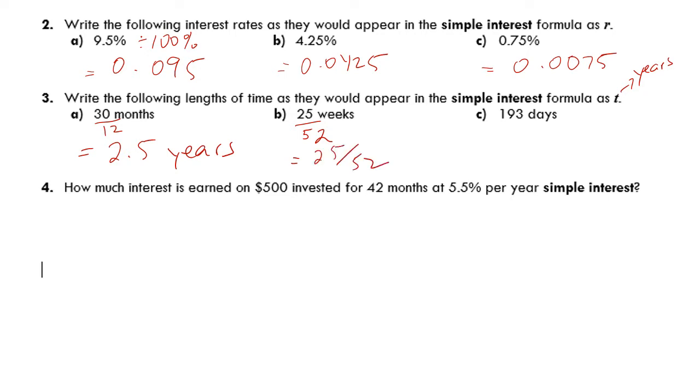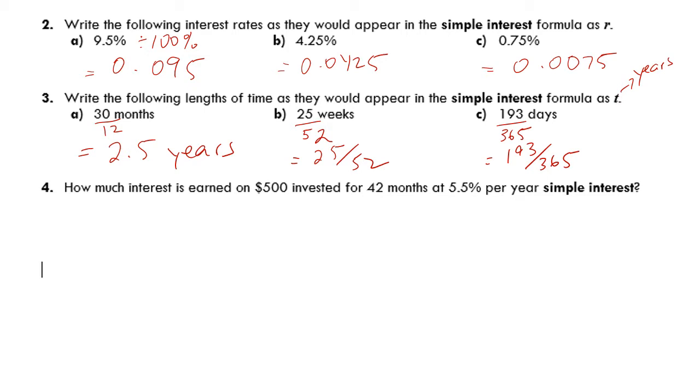Remember, when it comes to money, you want to try to round the least amount possible. And then C, 193 days. Well, how many days are there in a year? There are 365. Using your calculator, do that calculation. Again, a nasty decimal. So we're going to leave it as 193 over 365.